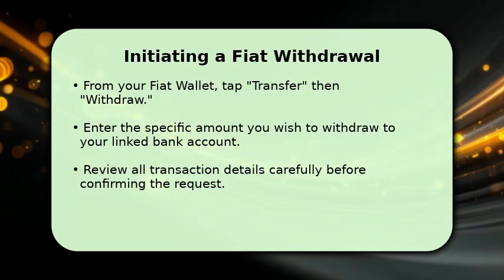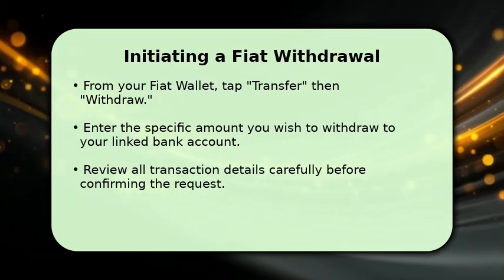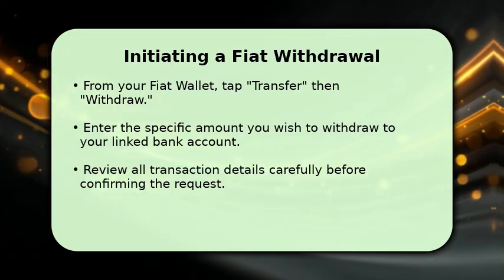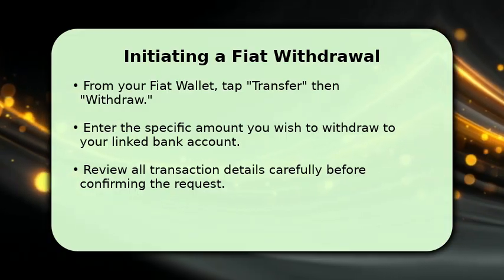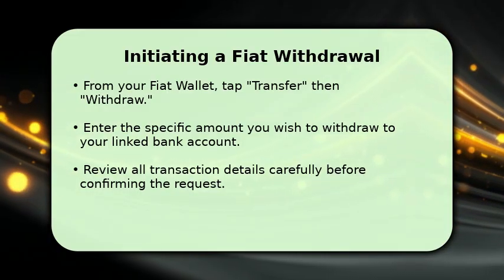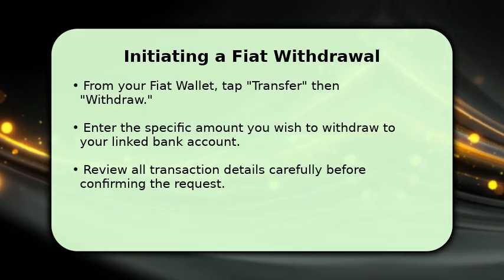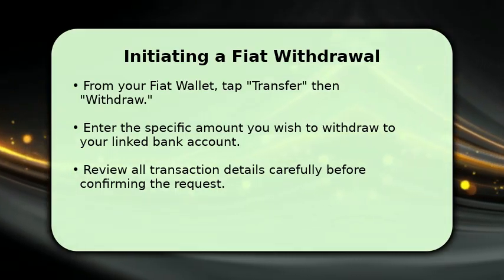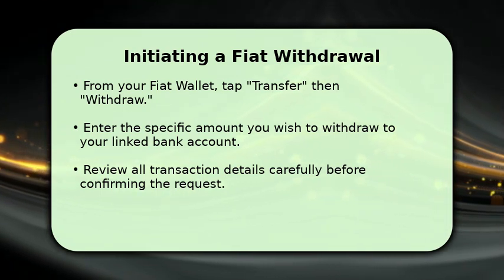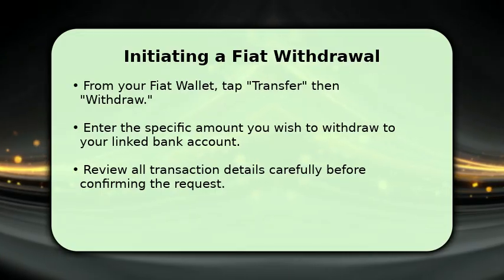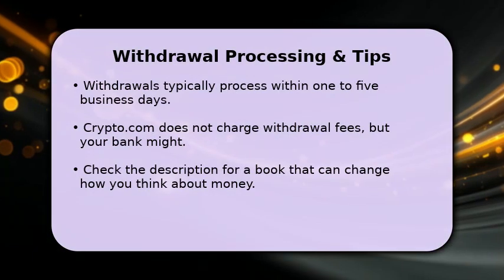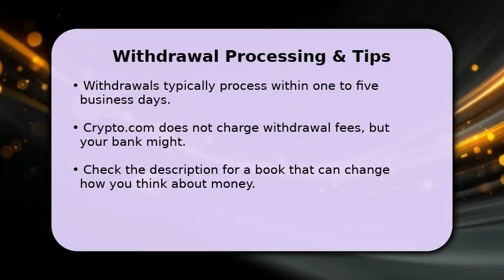Once your fiat wallet is funded and your bank account is linked, you can initiate a withdrawal. In your fiat wallet, tap Transfer and then select Withdraw. Choose your linked bank account and enter the exact amount you want to transfer. Always take a moment to carefully review all the transaction details, including the amount and the destination account, before you confirm your withdrawal request. After confirming, your withdrawal request will be processed.